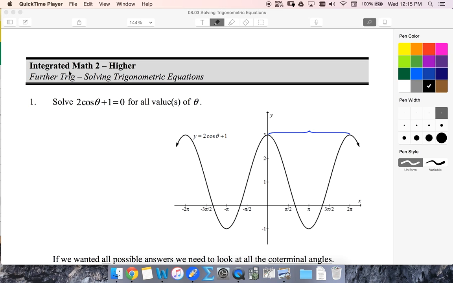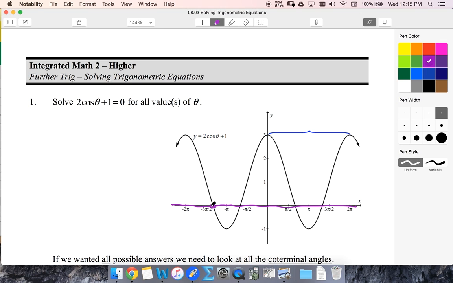So let's look at the different ways we can solve this. One way, of course, is by looking at our graph. So we've got the graph of 2 cosine theta plus 1, and we want it to equal 0. Well, equaling 0 is, of course, down at the x-axis, because that's where the y values are 0. So we've replaced our y now with 0.